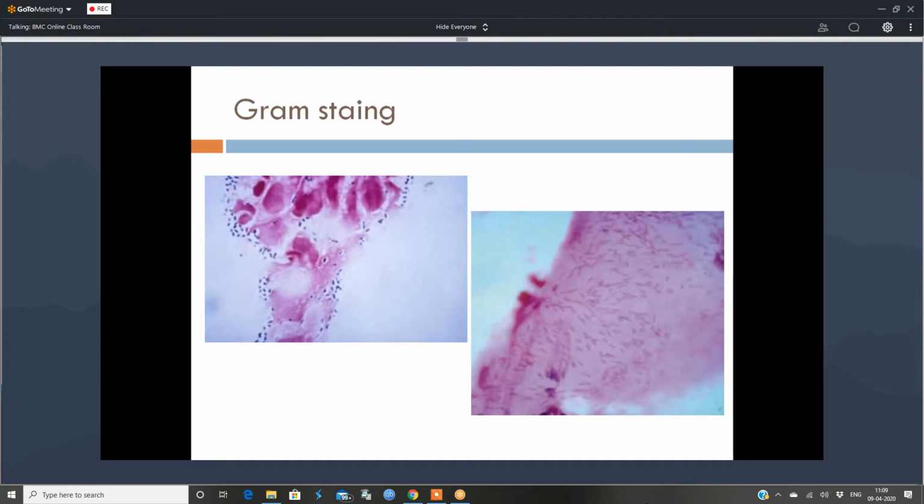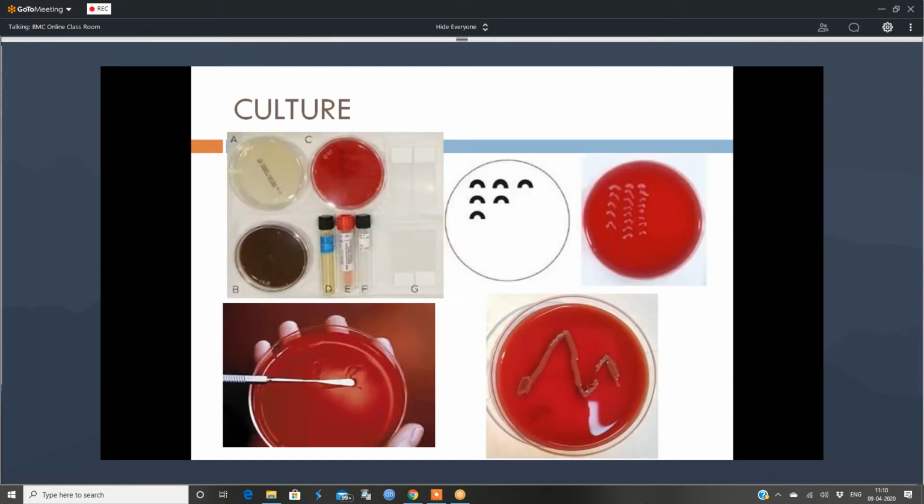So we do this, and the other half we put on another slide and subject it to KOH staining, which is specific for fungal keratitis. So we will know whether there is fungal growth or bacterial growth. Depending on that, we can plan our treatment.